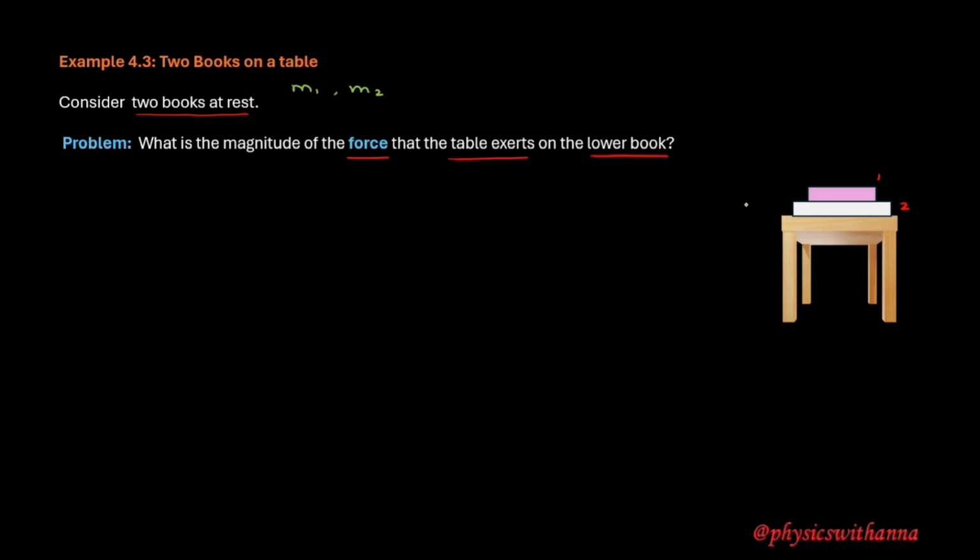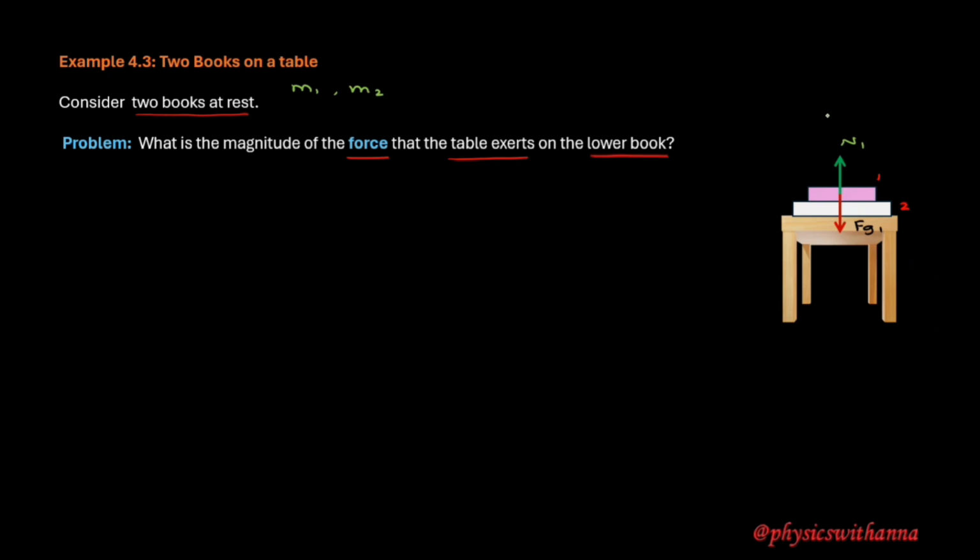So we basically need to find the force the table exerts on book 2. So let us first show all the forces acting on the books. We will start with book 1. First you have the force due to gravity Fg. I will call this Fg1 for book 1. And then we have the normal force that book 2 exerts on book 1. I will call this N1 as book 2 is supporting the weight of book 1.